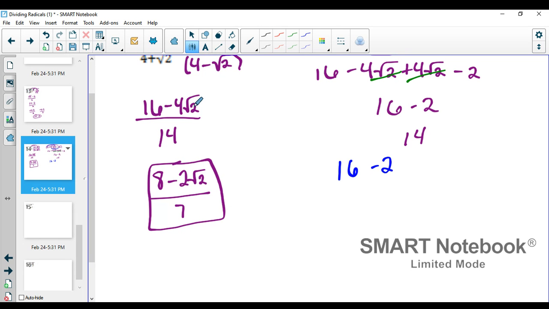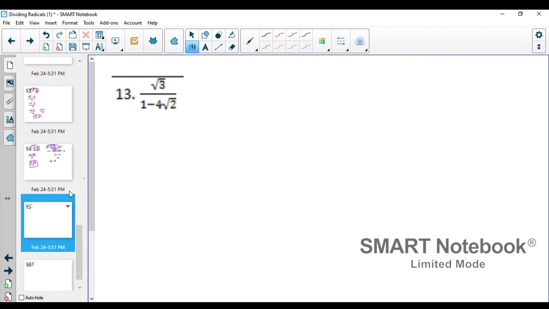And no, you don't divide out the 2 underneath the radical sign because that is its own entity. You just focus on the coefficient and the other two constants. All right, so let's go to the next example. So we have the square root of 3 divided by 1 minus 4 square root of 2. So we have to multiply by the conjugate, which is 1 plus 4 square root of 2.